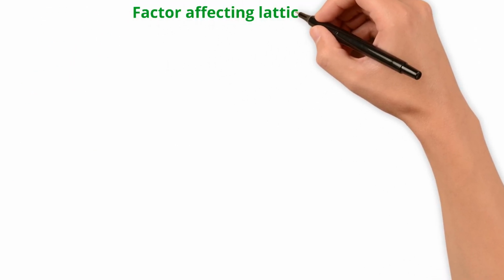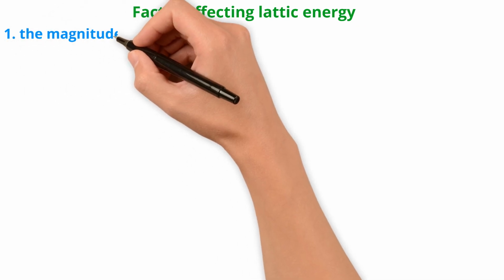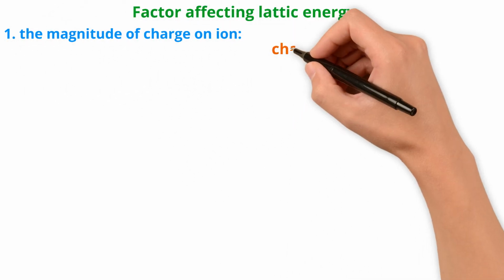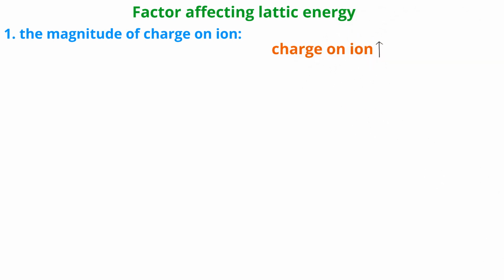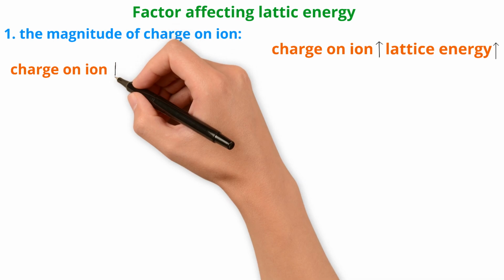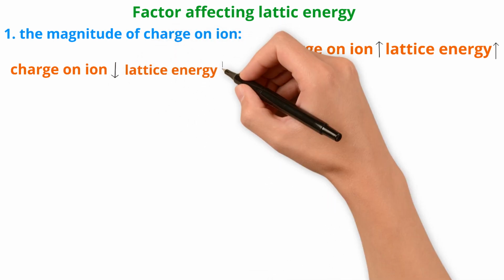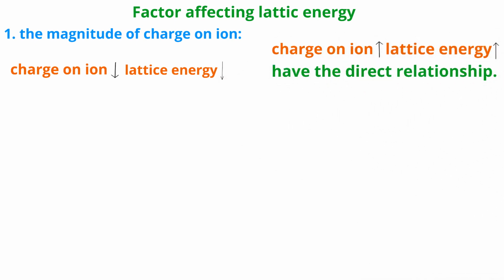Factors affecting lattice energy. The first factor that affects lattice energy is the magnitude of charge on the ion. Charge on the ion increases, lattice energy also increases. Charge on the ion decreases, lattice energy also decreases. Means that both charge on the ion and lattice energy have a direct relationship.